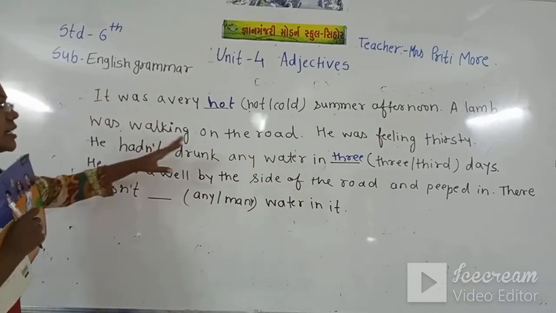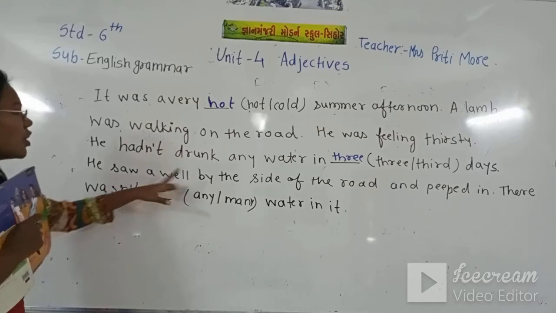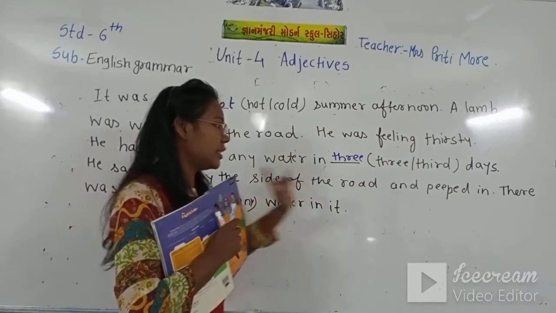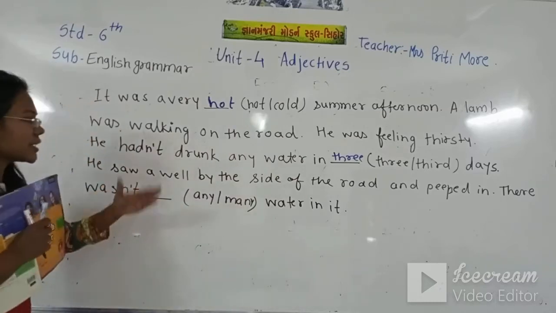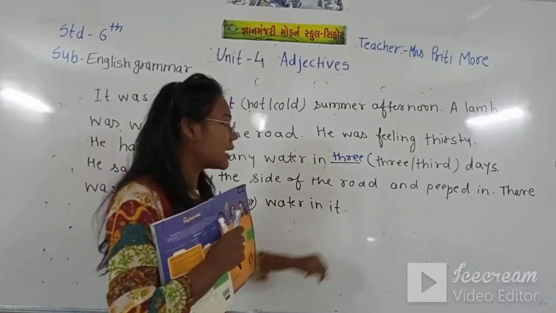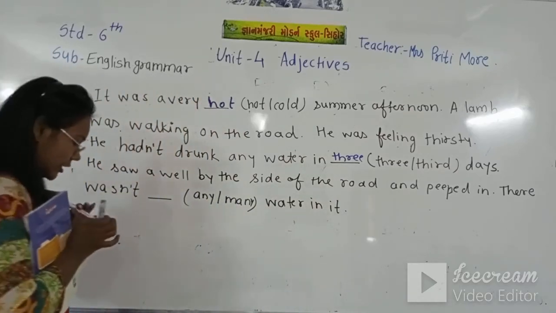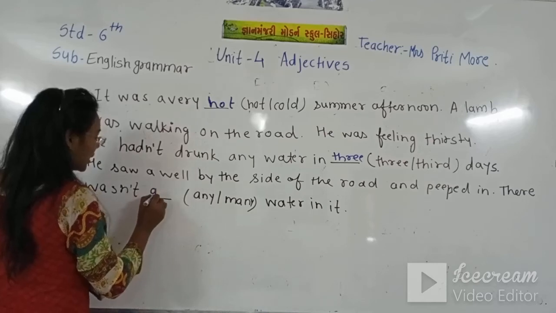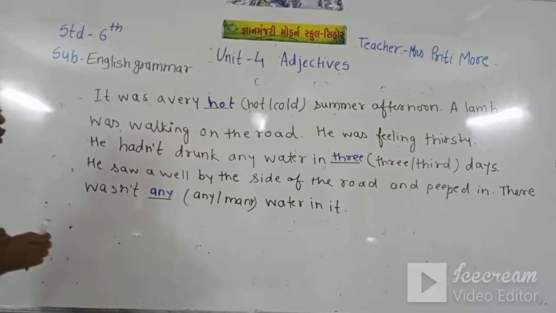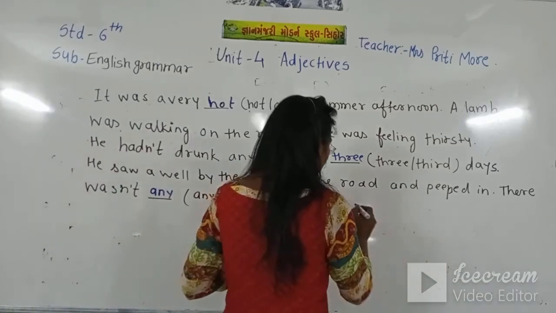Now, since three days the lamb had not drunk any water. He saw a well by the side of the road and peeped in. उसने रोड के साइड एक वेल देखी, झुक कर देखा और उससे पानी पीने की कोशिश की। There was not any water in it, but कुएं में पानी नहीं था। There was not any water in it, but there was a fox.